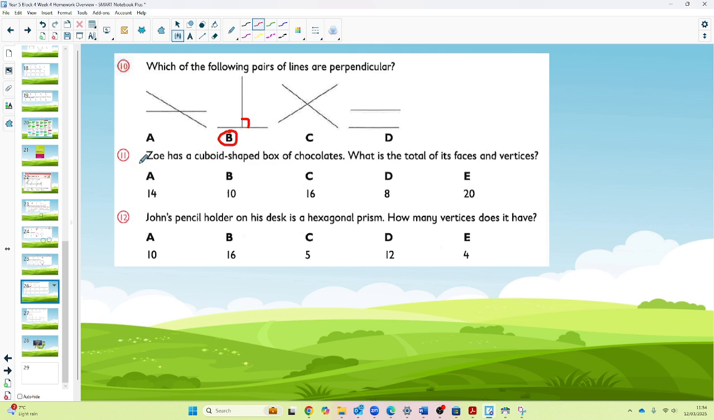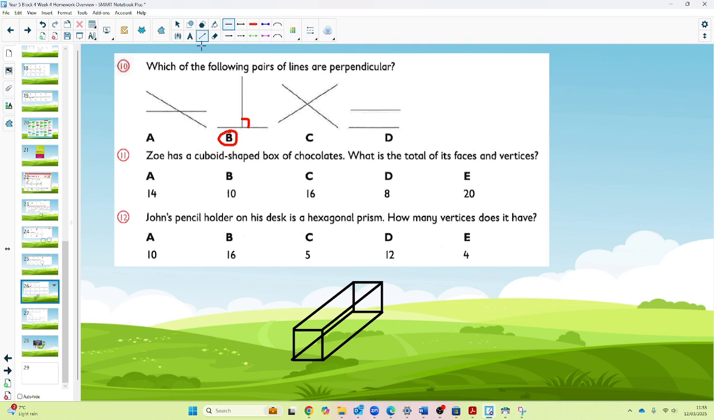Question 11. A cuboid has 6 faces and 8 vertices. So Zoe has a cuboid shaped box of chocolates. What is the total of its faces and vertices? So one of the easiest ways actually to draw a cuboid, I'm just going to sketch one for you now, is to do it like this. Join up the corners. And then we've got our cuboid shape.